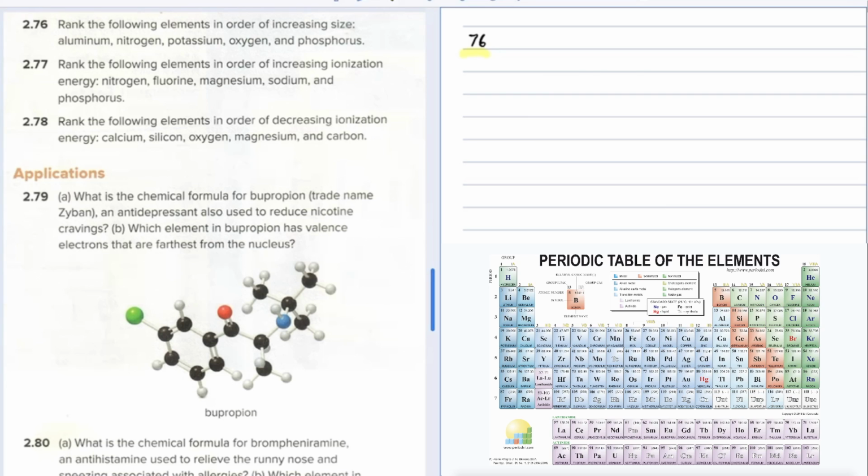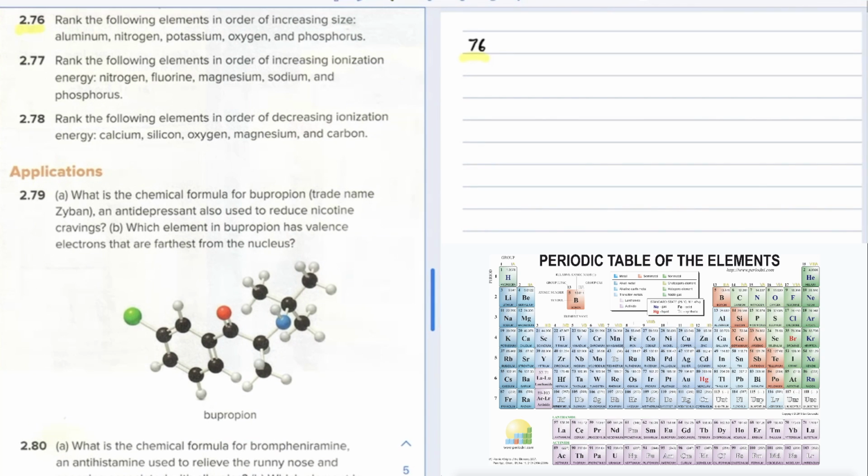Number 76. Rank the following elements in order of increasing size. So you got 5 elements here. 1, 2, 3, 4, 5. Now, you should know on the periodic table where the small atoms are and where the big atoms are.